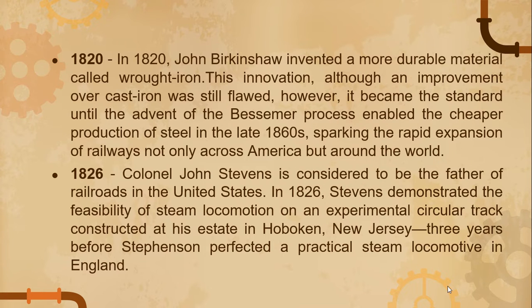By 1820, John Birkinshaw invented a more durable material called wrought iron. Wrought iron is a type of iron that is tough, malleable, corrosion resistant, and ductile. This material is much better than cast iron since it is corrosion resistant. This innovation, although an improvement over cast iron, was still flawed. However, it became the standard until the advent of the Bessemer process enabled the cheaper production of steel in the late 1860s, sparking the rapid expansion of railways not only across America but around the world.